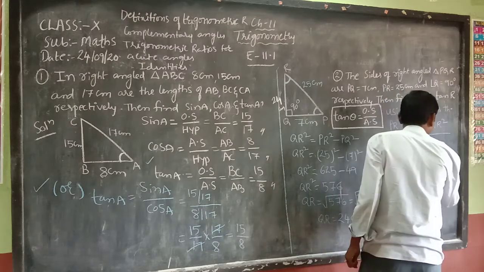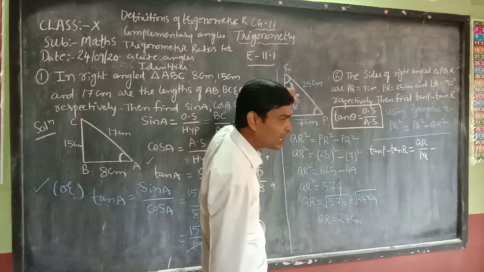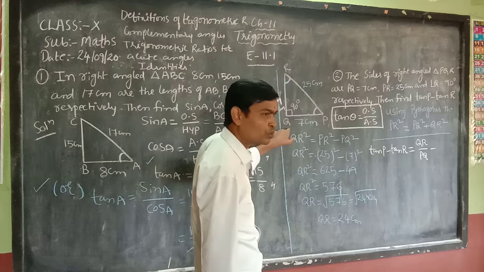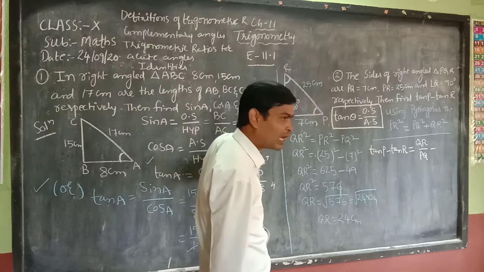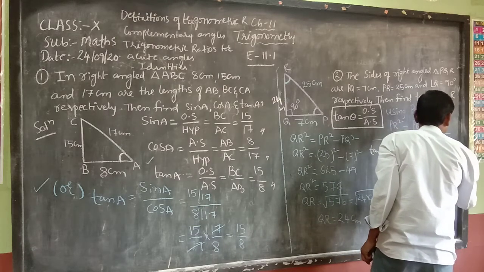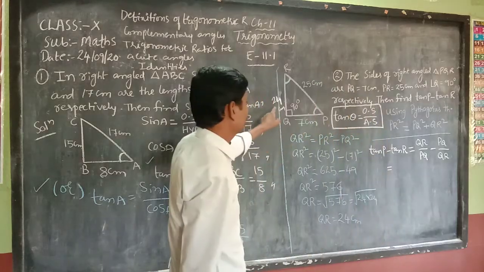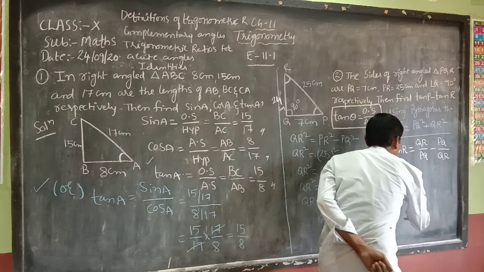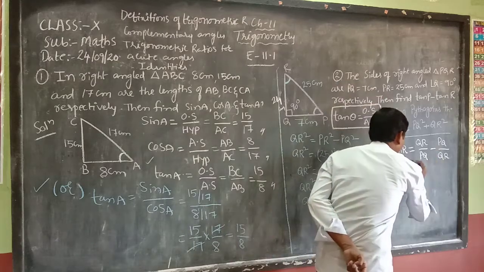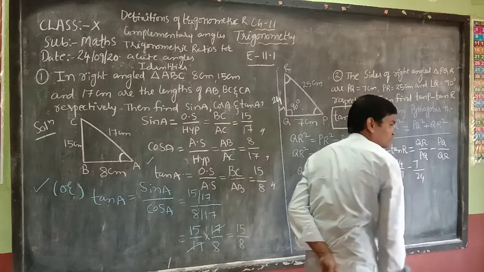PQ minus. Now I am considering angle at R. If we consider the angle at R, then what is the opposite side? PQ is the opposite side and QR is the adjacent side. So PQ by QR. Now what is the value of QR here? 24 by PQ is 7 minus. What is the value of PQ? 7 by 24. Now what is the LCM of these two?